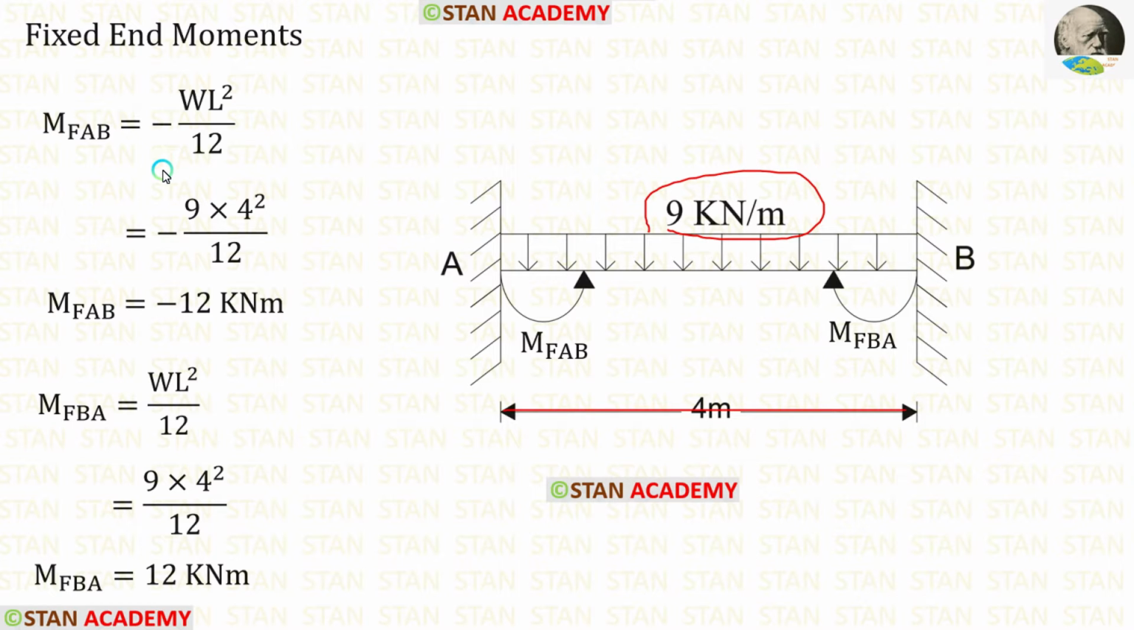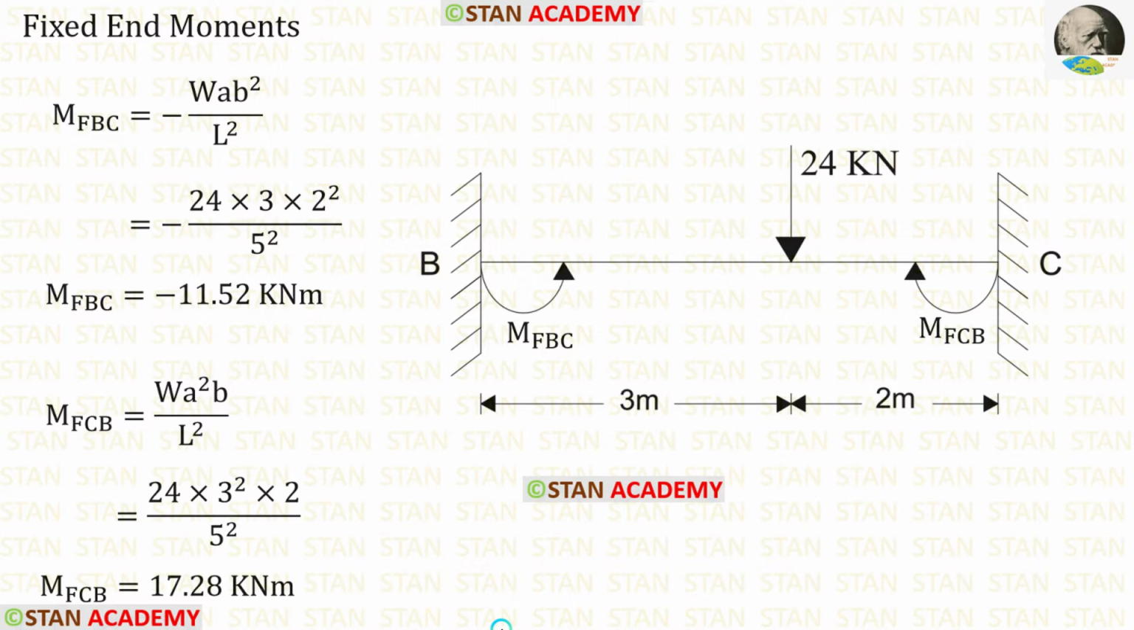The formulas for finding the fixed end moments are minus WL square upon 12 and positive WL square upon 12. After applying the values inside the formulas, we are getting MFAB and MFBA. Now let us find the fixed end moments in the span BC. In the span BC, we have an eccentric point load 24 kN.